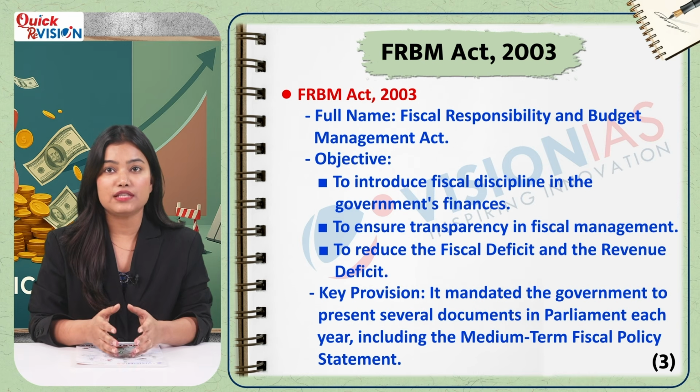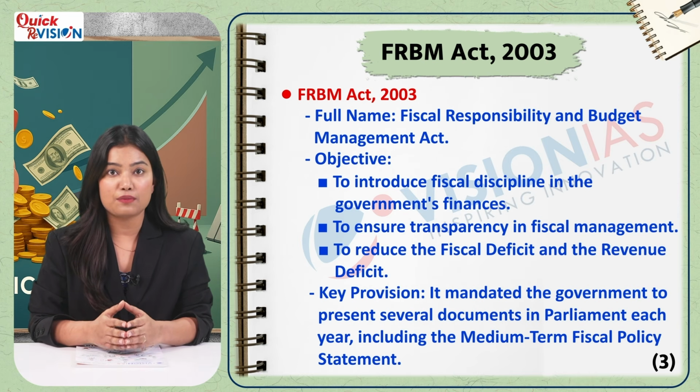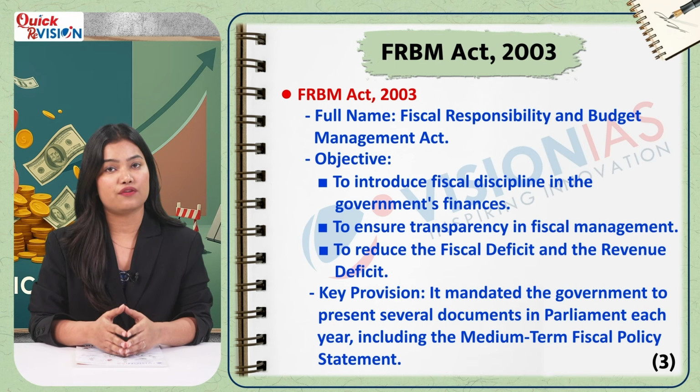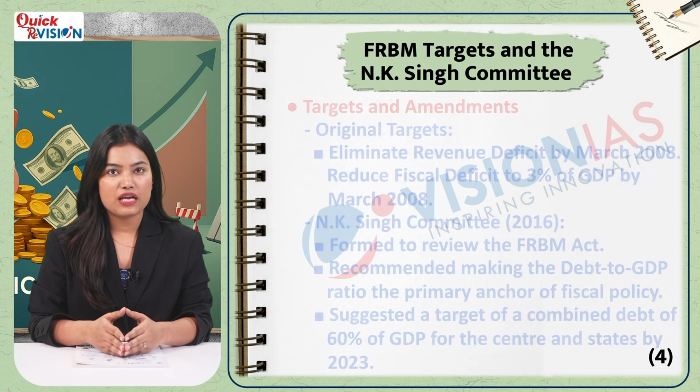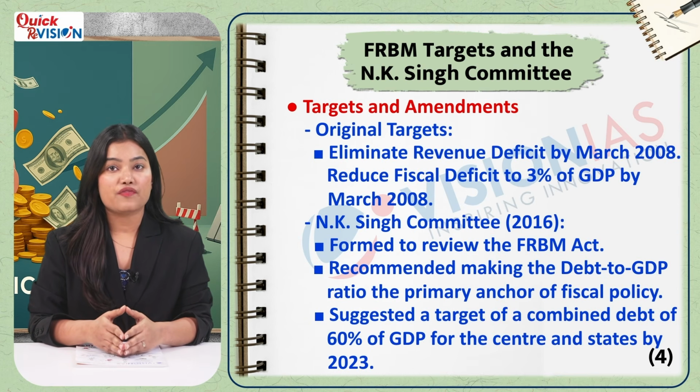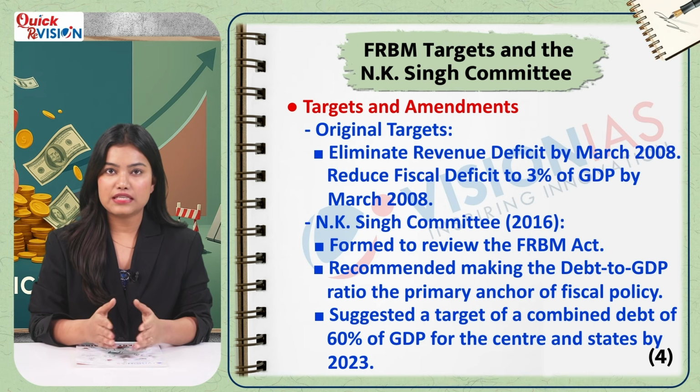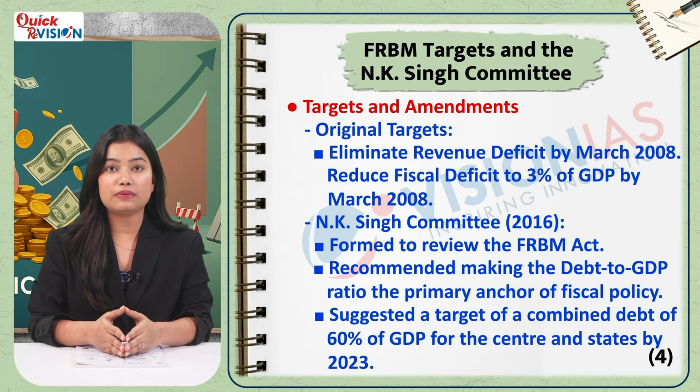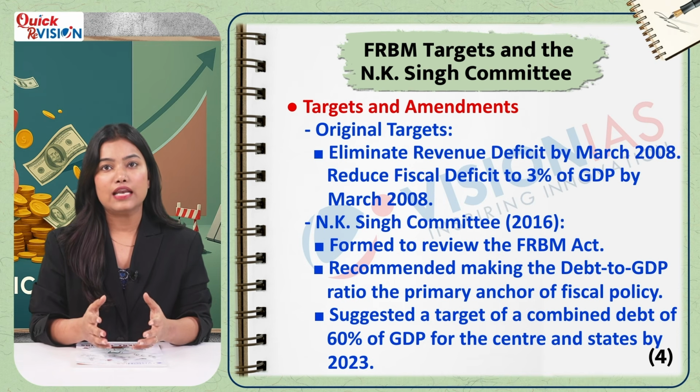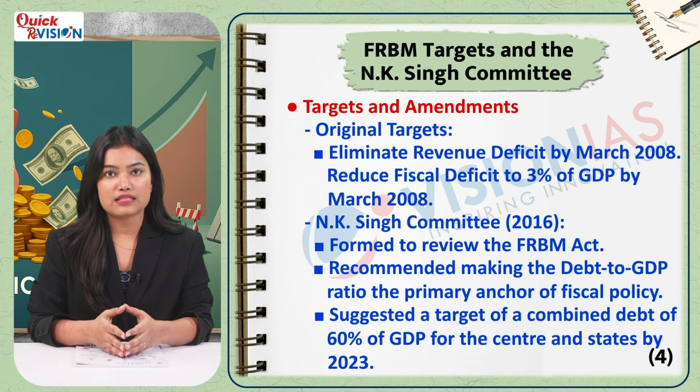The law made it mandatory for the government to present certain key financial statements in Parliament along with the budget every year. Initially, the FRBM Act set a target to eliminate the revenue deficit and bring down the fiscal deficit to 3% of GDP by 2008. However, due to various reasons, including the global financial crisis, these targets were postponed multiple times.